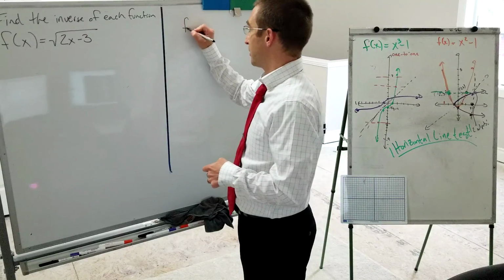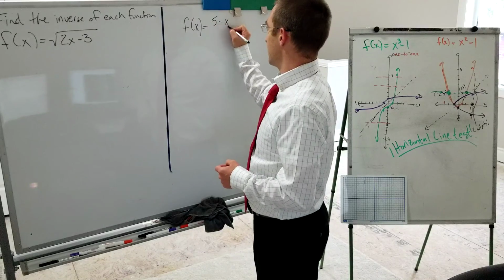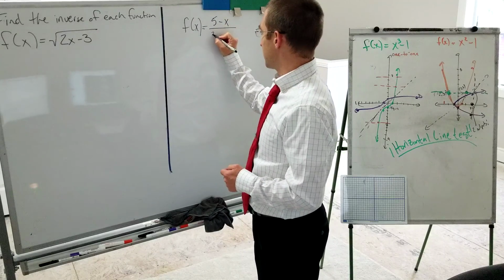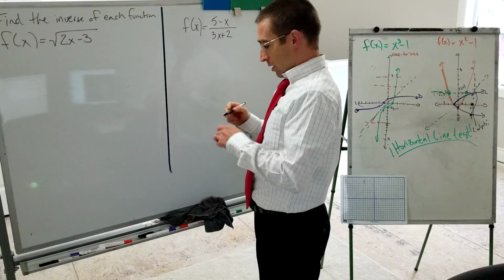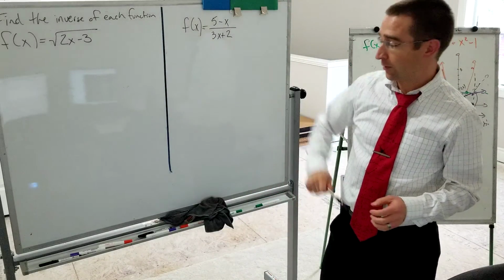All right, so we have this other function. f of x equals 5 minus x over 3x plus 2. All right, let's find the inverse of that one first.